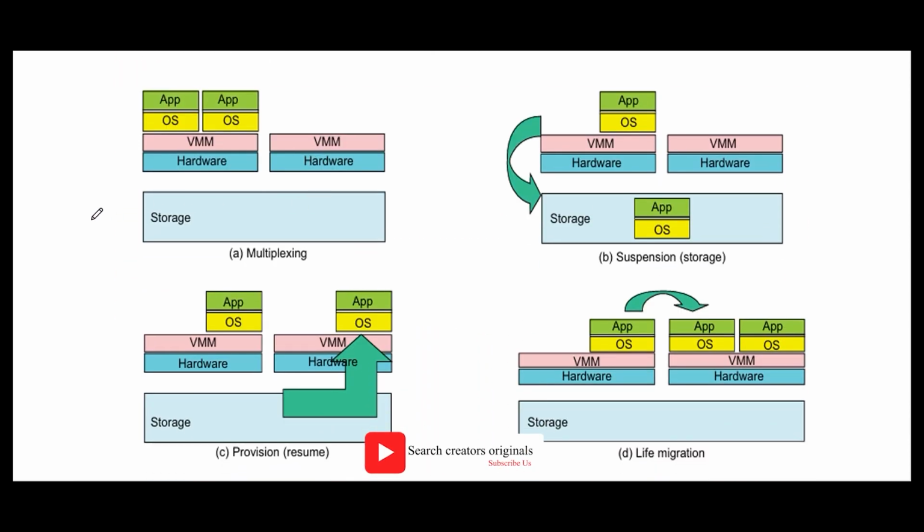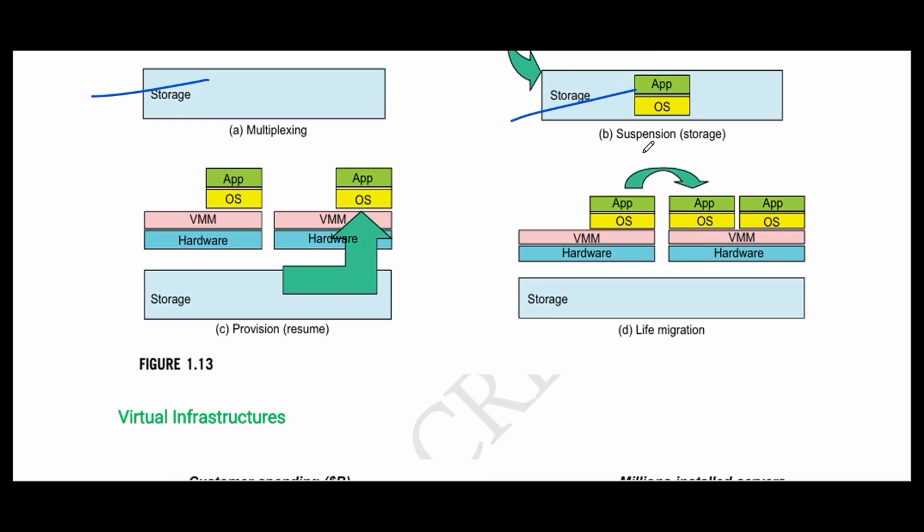This is the diagram which represents multiplexing. This diagram represents suspension and storage. Next, this diagram represents provisioning. Next, this diagram represents live migration.